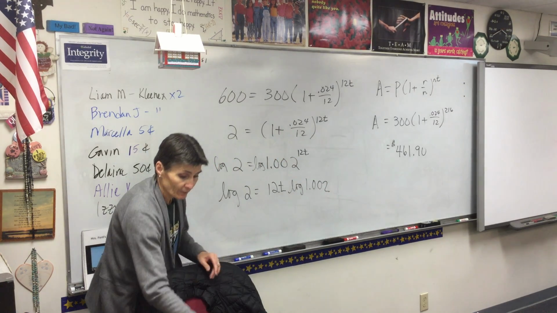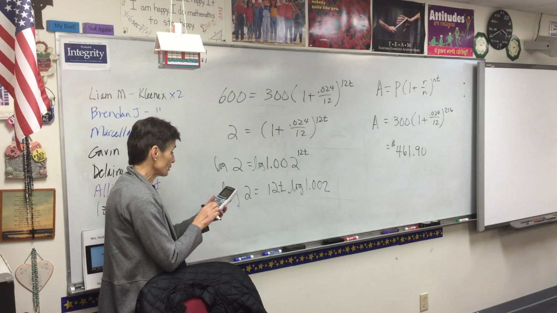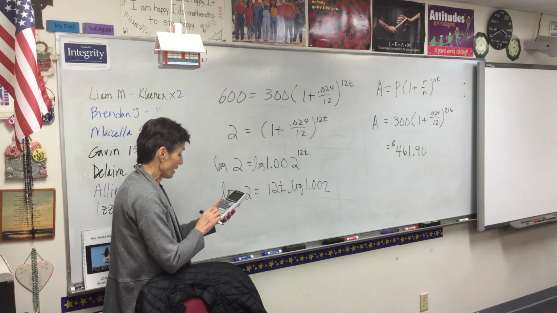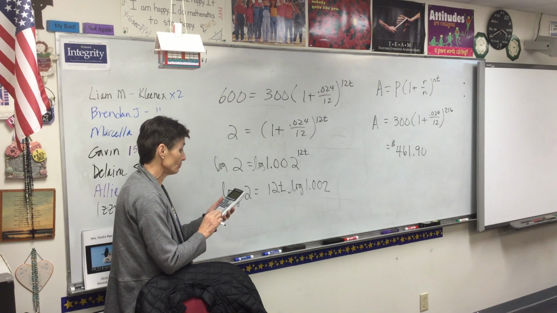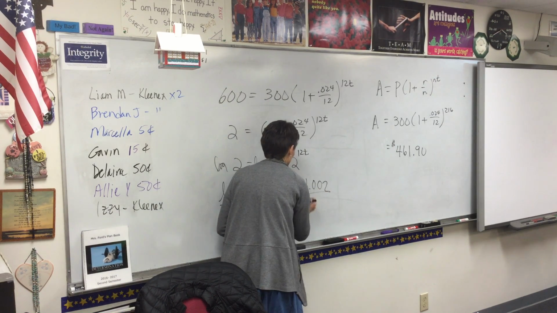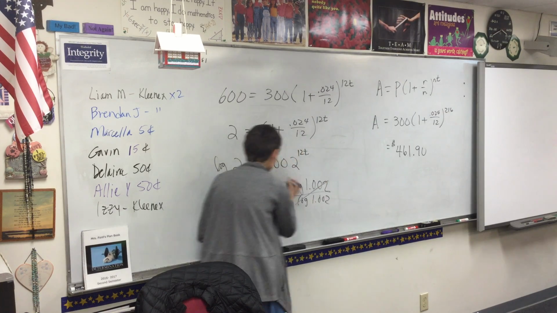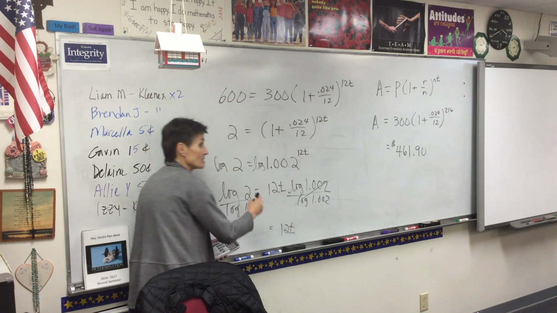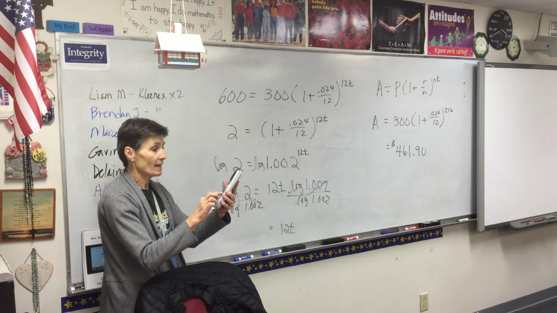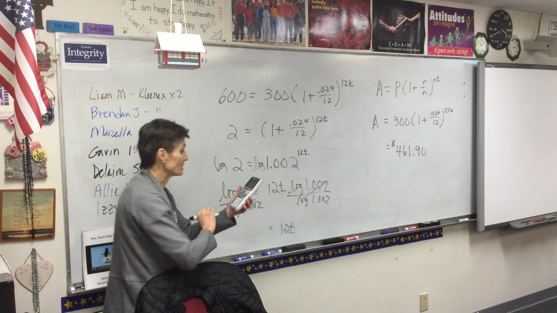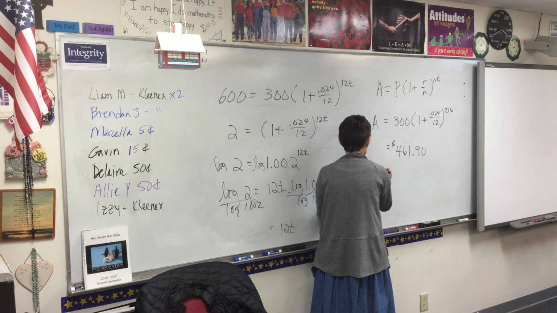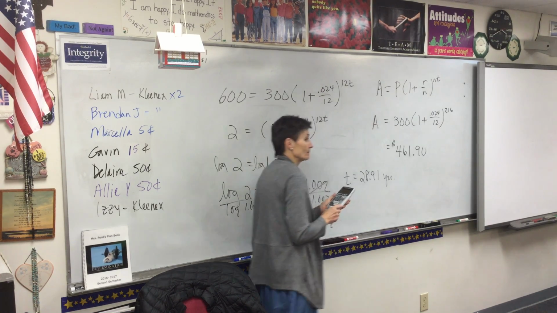So now what are we going to do? We're going to take log 2, remembering to close our parentheses, divided by log 1.002. Now, what's on your calculator is 12t, right? So what do we have to do? Divide by 12. Just hit divided by 12. And how long is it going to take? 28.91 years.